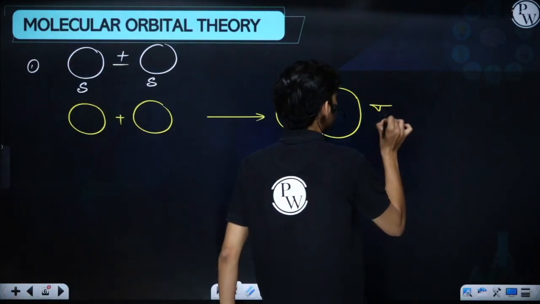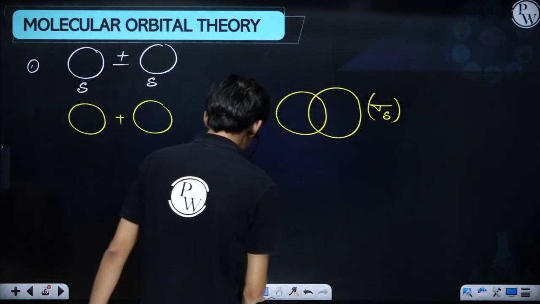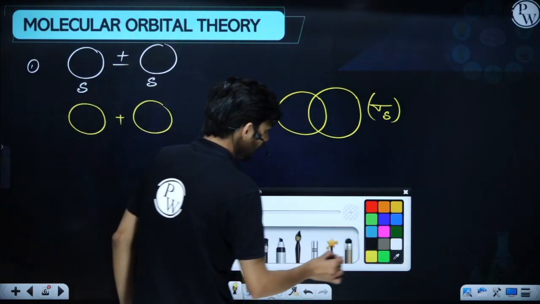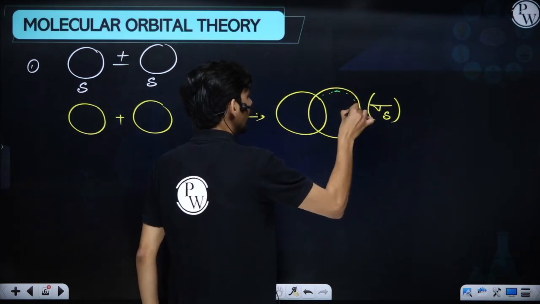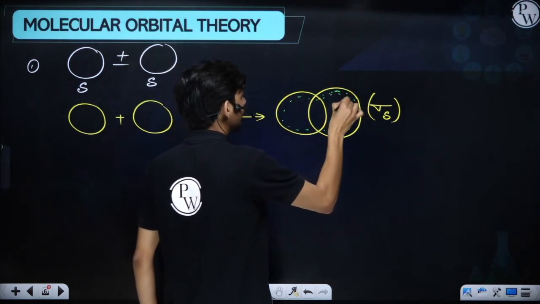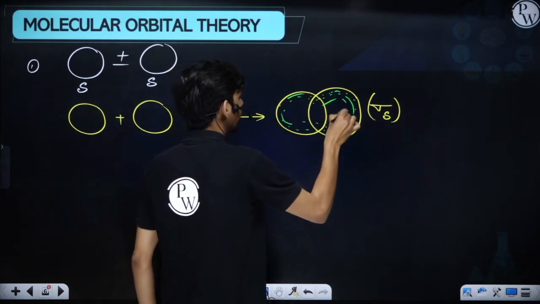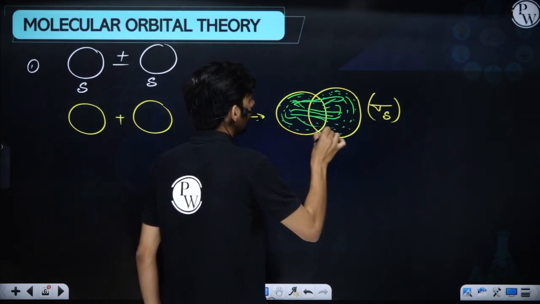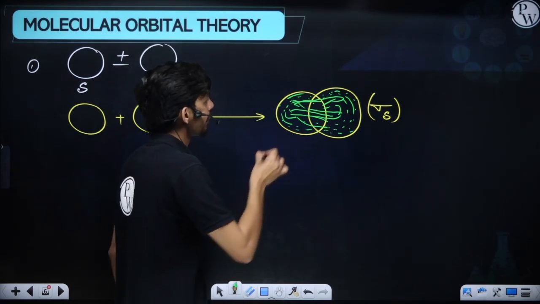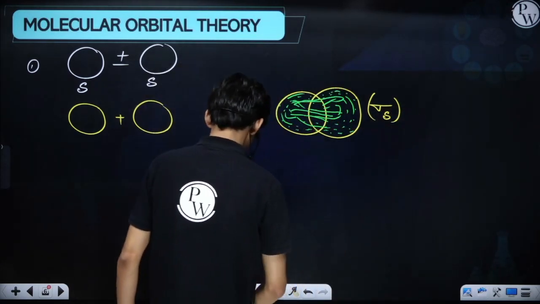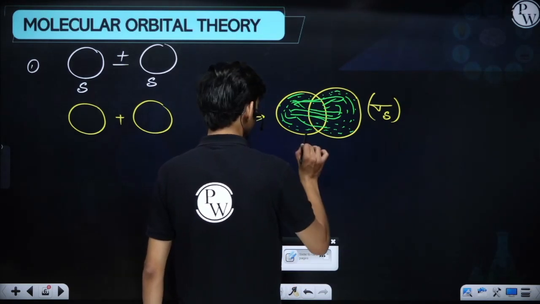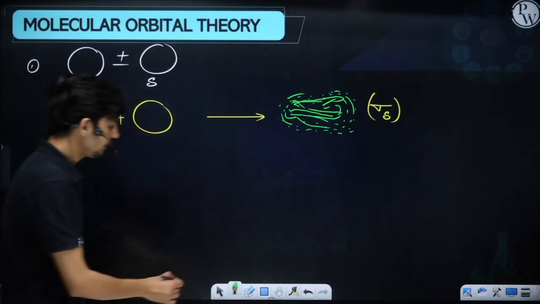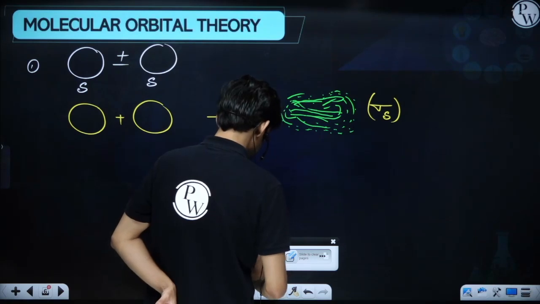This is our sigma bonding s orbital. This is the complete region of finding probability of electron. That is, you can have electron in any region present inside this orbital. And that's why sometimes the shape can be, if I remove the outer boundary, somewhat similar to this.